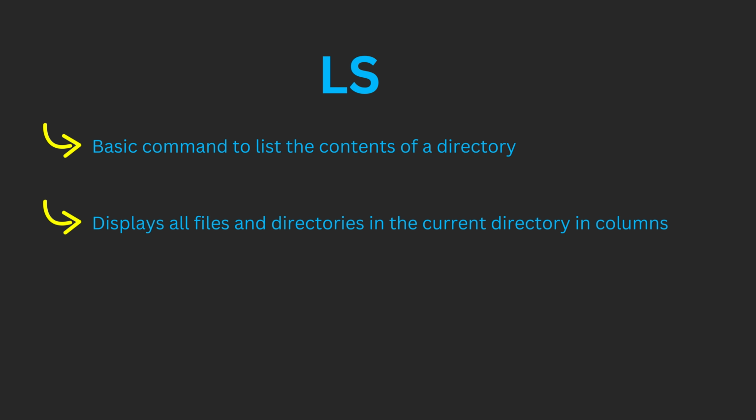The ls command is the most basic and frequently used command in Linux. It provides a quick overview of all files and directories within the current directory, displayed in columns. The default ls command displays content alphabetically. This is useful when you want to get a general idea of what's in a directory without needing detailed information about each file or directory.